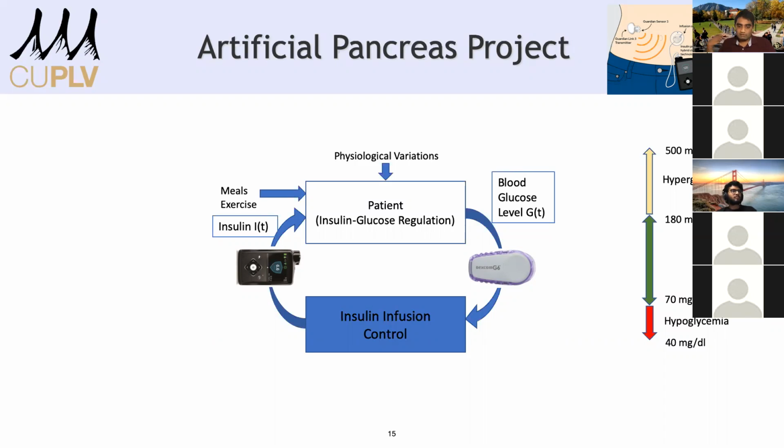Conversely, when the glucose levels are high, the controller has to turn the pump off and let the... sorry, I did it the other way around. If the glucose levels are high, then you turn the pump up so that you process the insulin.